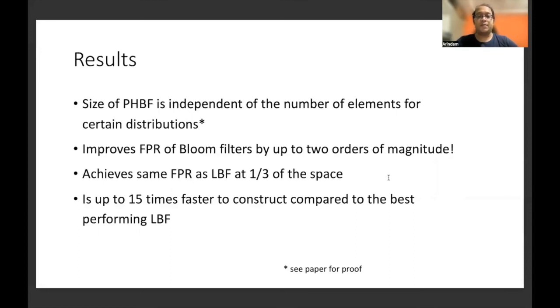Next, PHBF improves the FPR by up to 2 orders of magnitude when compared to standard Bloom filters. And it achieves the same FPR as learned Bloom filters at 1/3 the space. Also, it is 15 times faster to construct compared to the best performing learned Bloom filter.